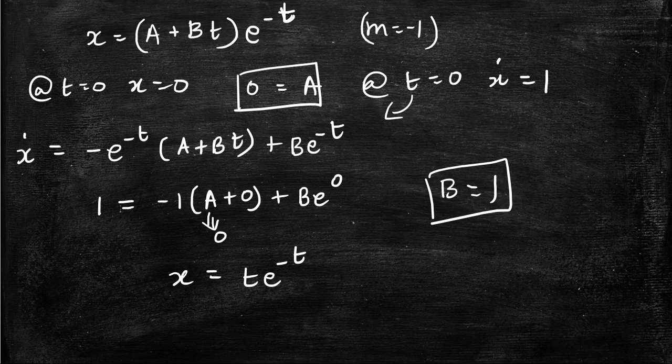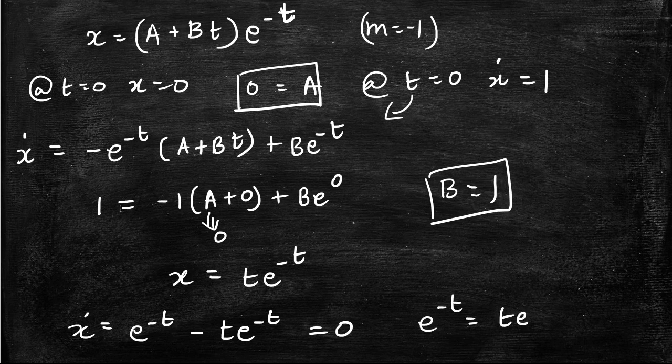Okay, so let us find x dot using this solution. So x dot will be equal to e power minus t minus t e power minus t, and you'll have to equate this to 0. So you will be getting e power minus t is equal to t e power minus t. So t will be equal to 1. Okay, now you got the value for t.